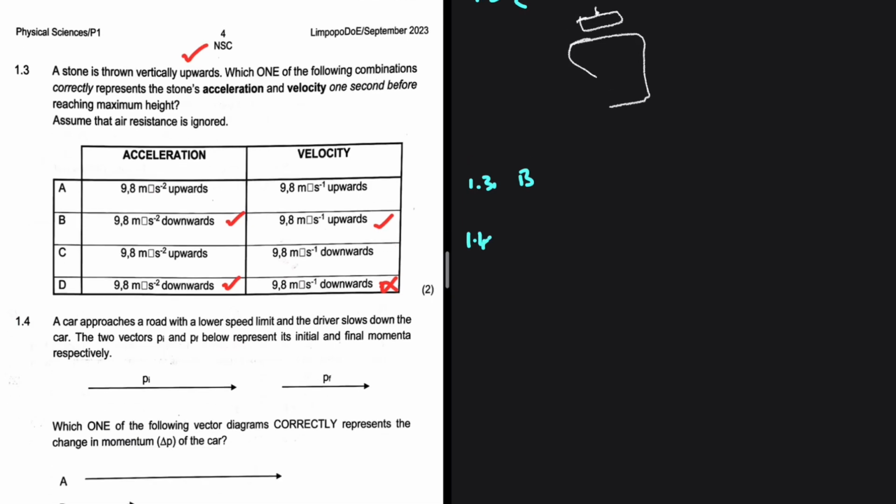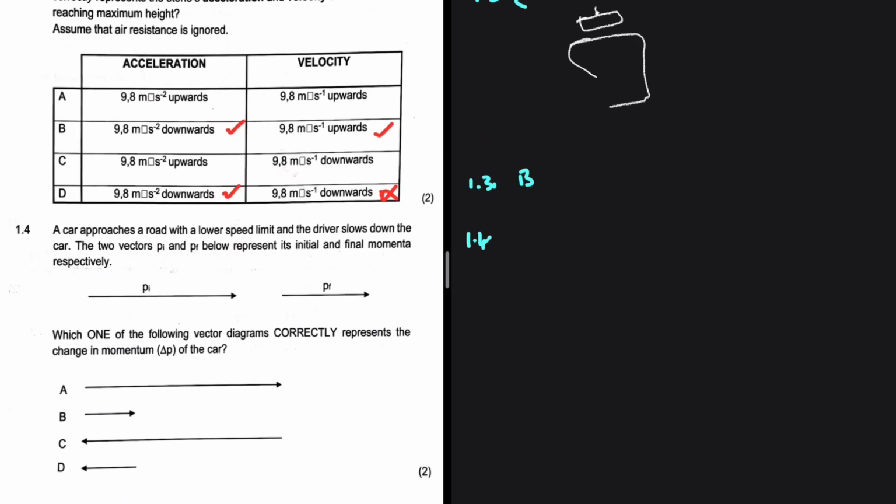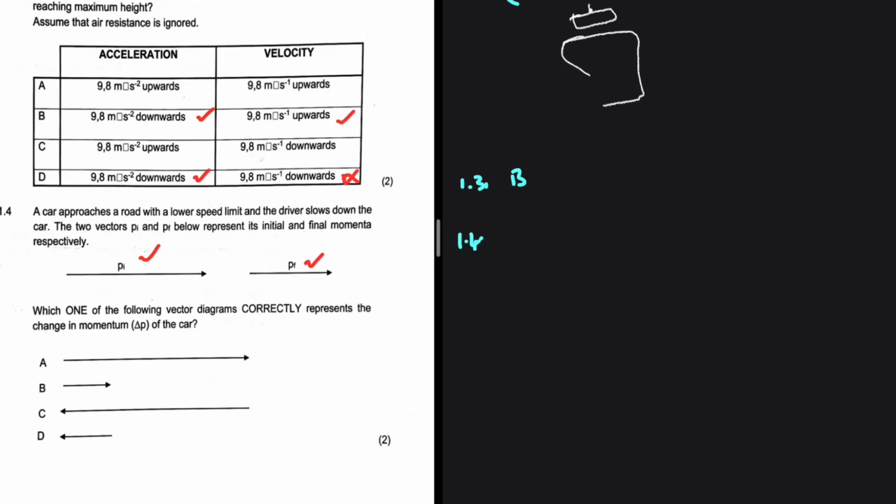Let's move to 1.4. A car approaches a road with a lower speed limit, and the driver slows down the car. The two vectors, momentum initial and momentum final below, represent its initial and final momentum respectively. Which one of the following vector diagrams correctly represents the change in momentum of the car? A lot of people will probably think that P initial and P final are pointing in the same direction. So I can just add them and my answer will be A.